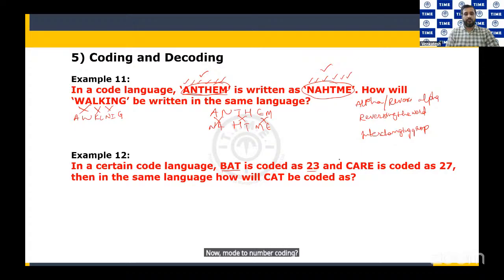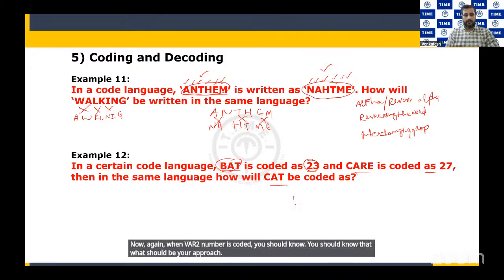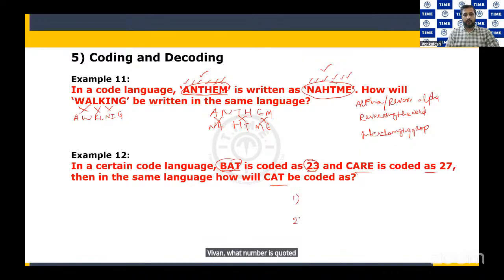Now, what to number coding. A bat is coded as 23 and care is coded as 27. How will cat be coded? When what to number is coded, you should know your approach. There will be two possible logics. One is based on the number of letters in the word.